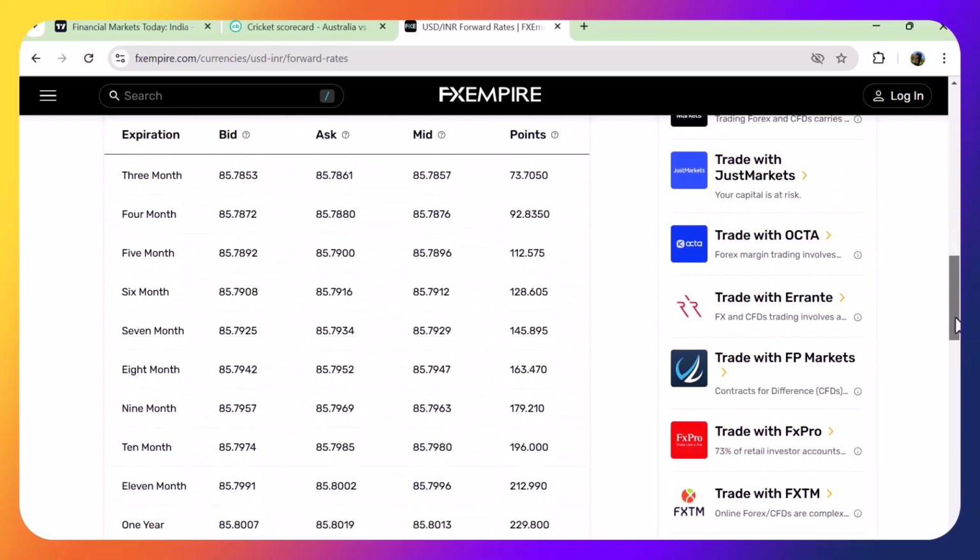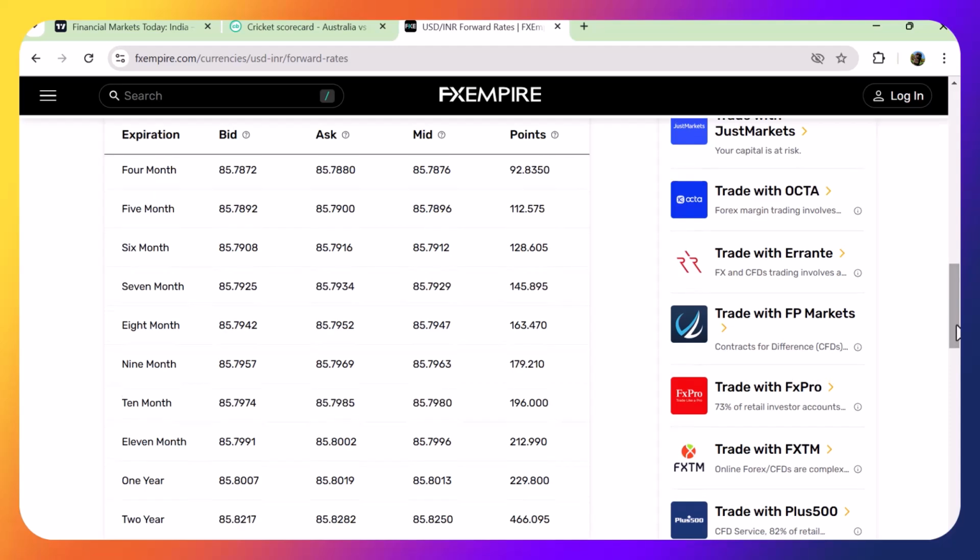Okay, so the point is basically nothing but cost of carry. I'll explain that to you later on. So that is the difference between the spot rate and the forward rate. Okay, fine. So we will do this exercise so you will be able to understand that very well.